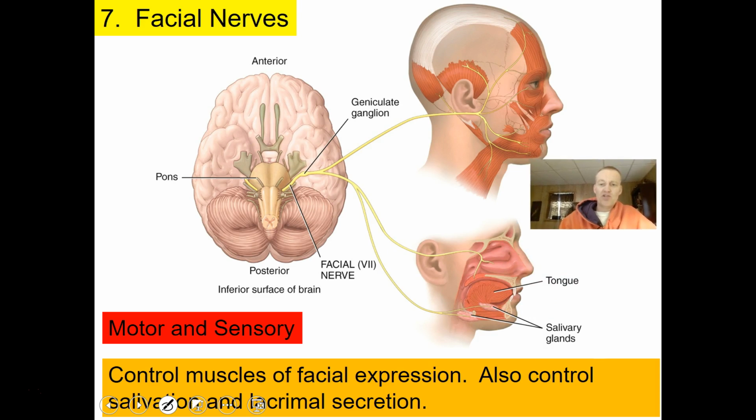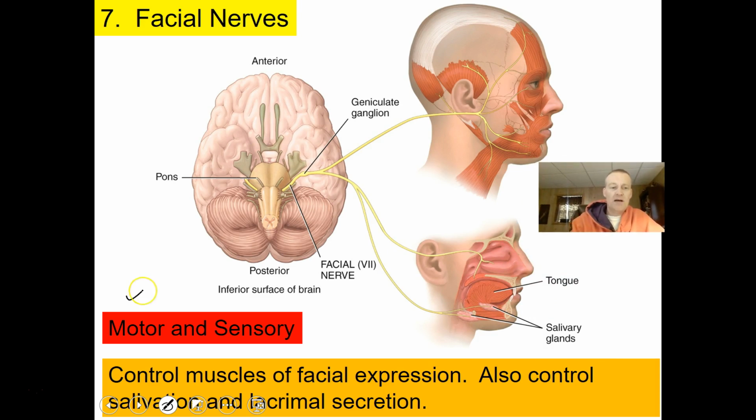The facial nerve is going to be mixed, so it's motor and sensory. It controls the muscles of facial expression, also controls salivation and lacrimation. Salivation is the production of saliva. Lacrimal secretion or lacrimation is the production of tears. So it does have some sensory roles. It does have also some motor roles.